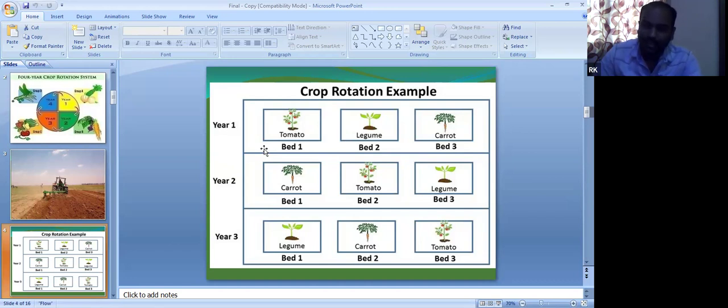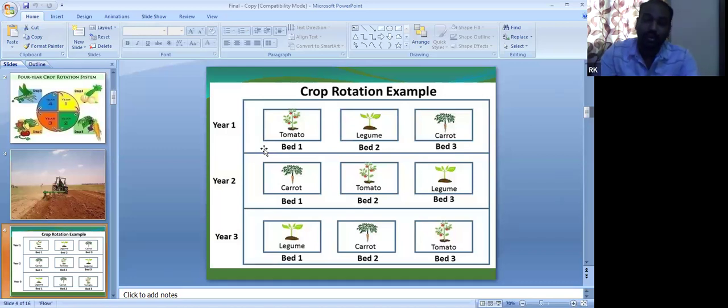We based on the selection for 3 or 5. Now we have selected 3. So tomato, I am planting in bed 1. That means the separation part 1. Tomato I am planting this year. And the second one, legumes, any other legume crop. The carrot. Bed 1, bed 2, bed 3. So year 1 is over.